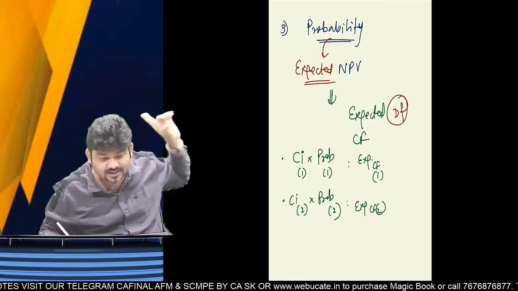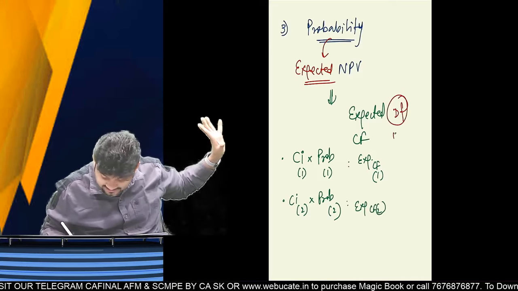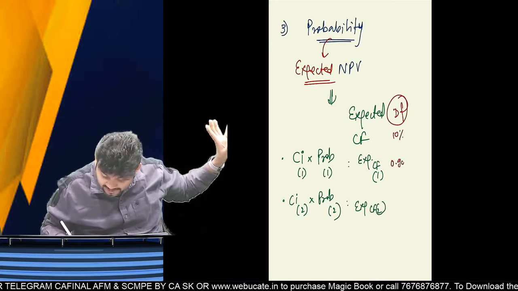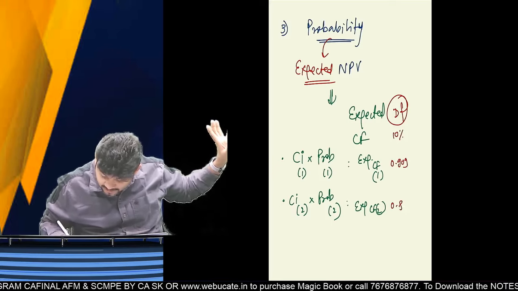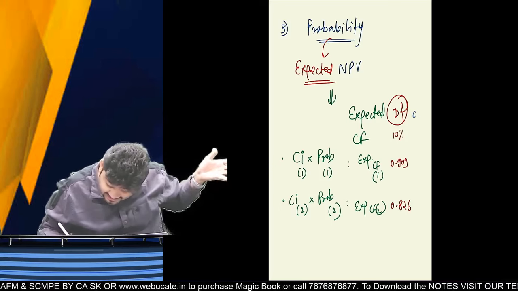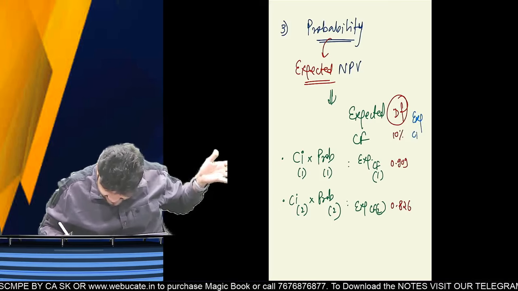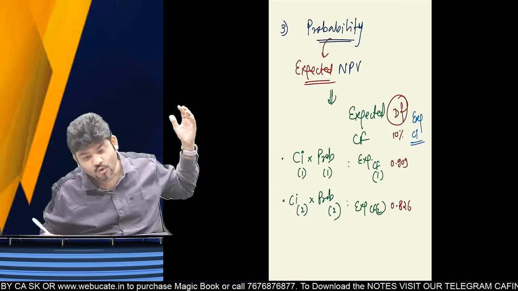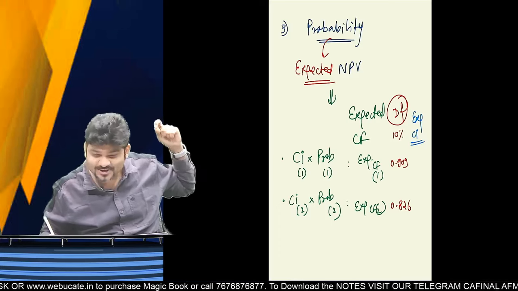To this, we will apply the discounting factor. So, say the discount rate is 10%: 0.909, 0.826. And then we will get the expected present value of cash inflows. Are you clear, guys?